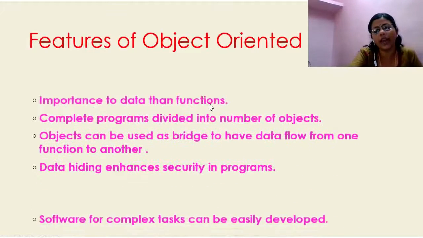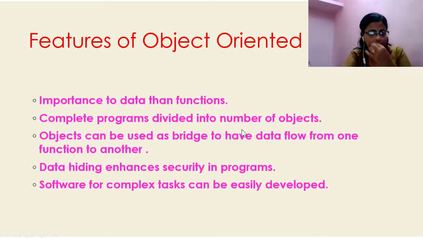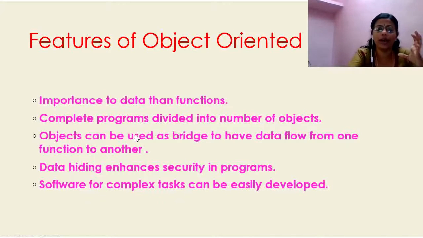Importance to data rather than functions. We said the data you cannot just keep changing, right? So in the object-oriented programming concept, we gave more importance to data. The value was kept very secure. Though there were many functions, there were restrictions for the functions to access the data. Everybody cannot just go and access the data. So there were some restrictions, and your complete program was divided into objects.